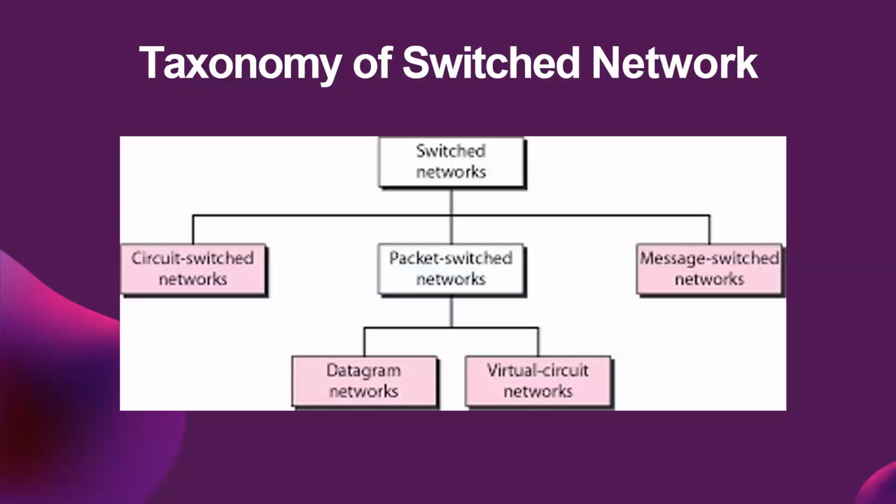Next we can see the taxonomy of a switched network. In a switched network, there are three parts: first is the circuit switched network, second is the packet switched network, and third is the message switched network. In the packet switched network, there are two types: datagram networks and virtual circuit networks. In this video, we are going to study the packet switching network.